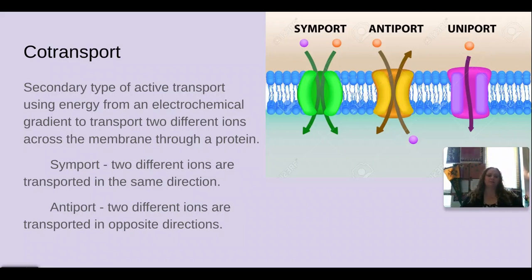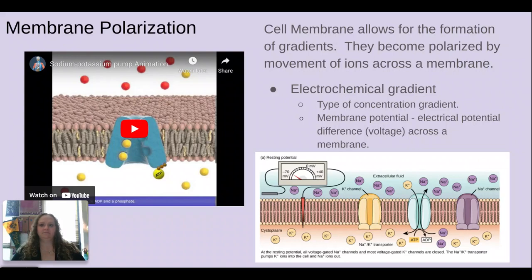It's two-way flow. So the cell membrane, which allows for the formation of these gradients, can also become polarized by movement of ions across the membrane. So it creates this electrochemical gradient. It's a type of concentration gradient. We also might refer to it as membrane potential. There's actually an electrical potential difference. There's voltage across the membrane. You actually might think of this when you come to muscle cells and their contractions. This is actually all related to that.